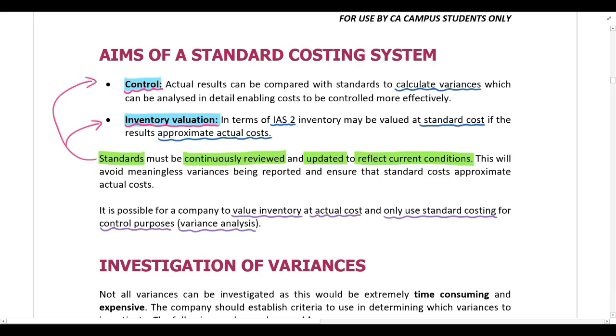So the company might decide they are not going to value their inventory at standard cost. They're going to value their inventory at actual cost using the FIFO or weighted average method, and they're only going to use standard costing in order to calculate variances, so for control purposes. However, it's obviously also possible that they decide to value their inventory at standard cost and also use standard costing for control purposes to calculate variances.